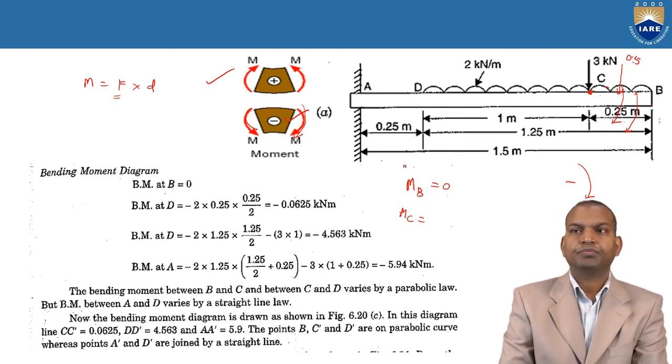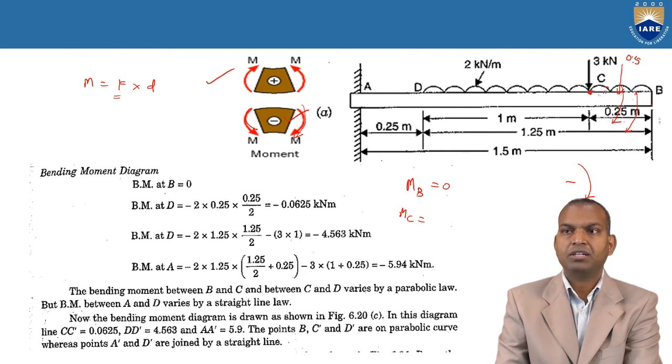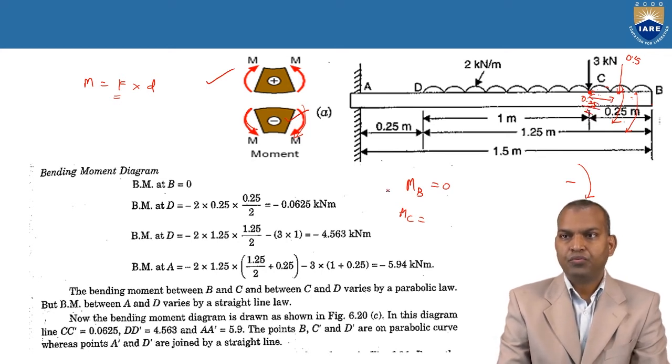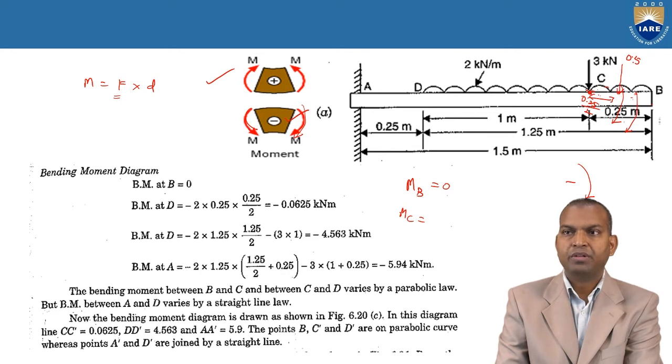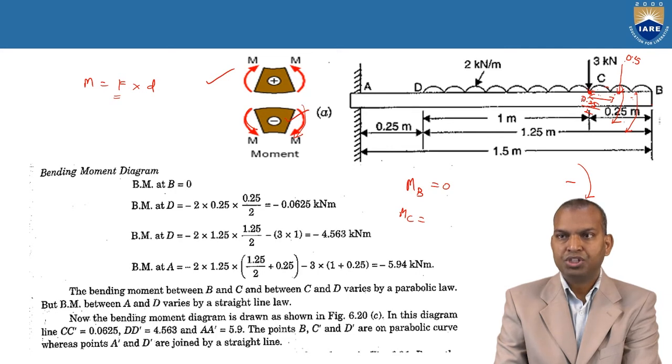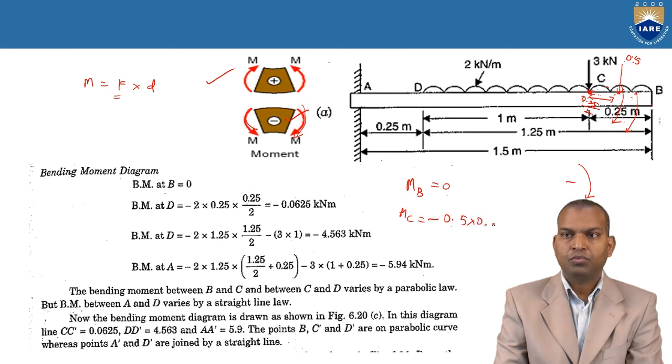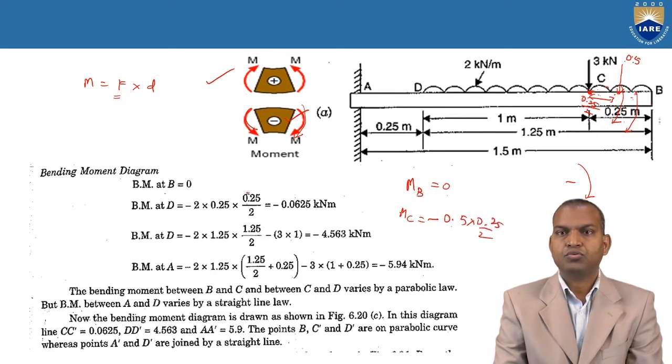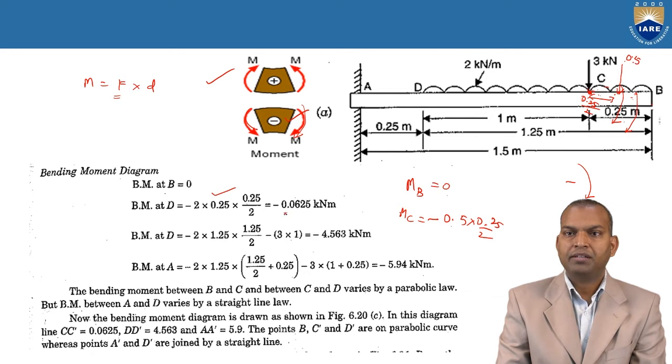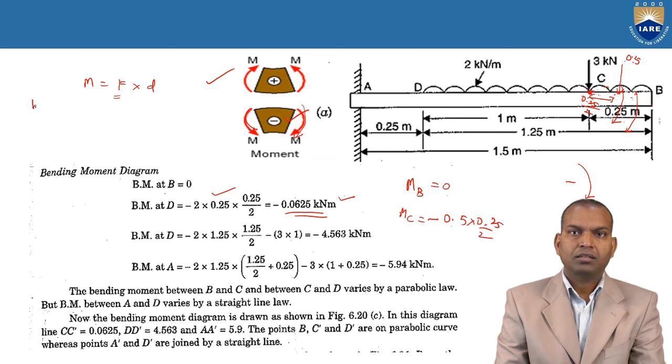Where is it passing through? It acts at the centroidal distance. How much is it? 0.25 by 2, that is 0.125. So it acts at a distance of 0.25 by 2. Then what is the moment about this? The moment is negative 0.5 into 0.25 by 2, which you can understand here, that is 0.0625 kilonewton-meters. At B, the bending moment is 0.